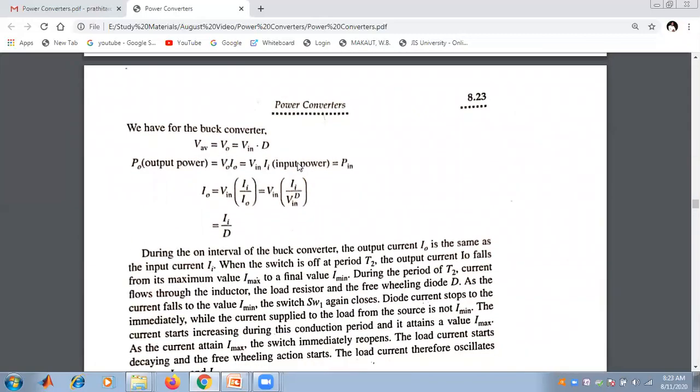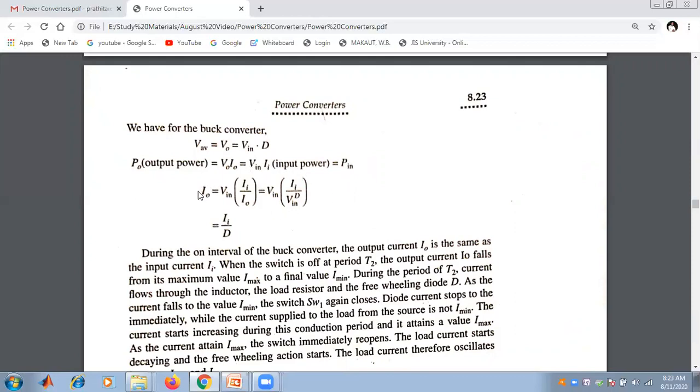So we all know for the buck converter, the average output voltage, V average, is equal to V output, which is equal to V in into D. D is the duty cycle that is known to us. So the output power, P output, is equal to V0 I0, or we can write it is equal to V in I in, that is the input power, P in.